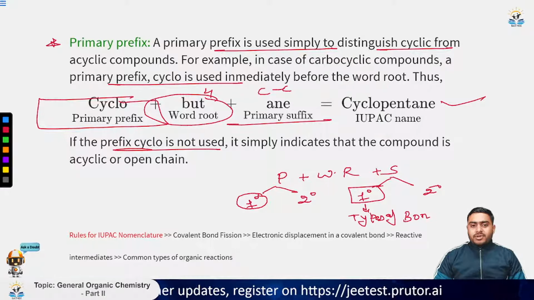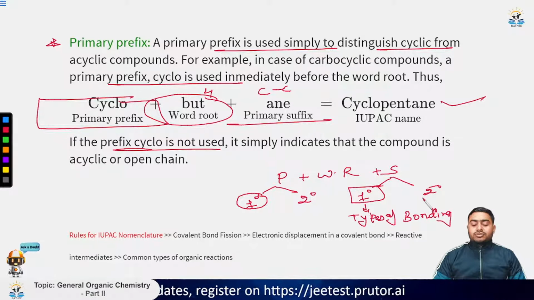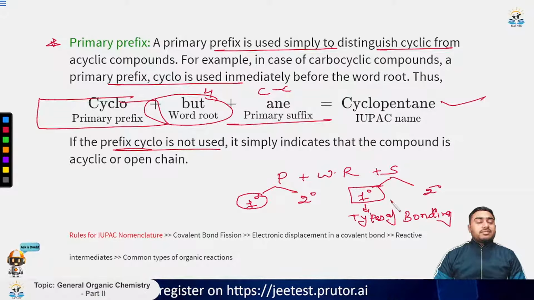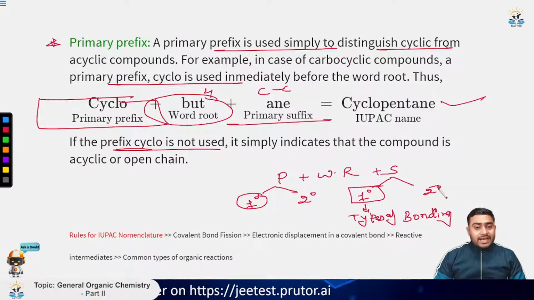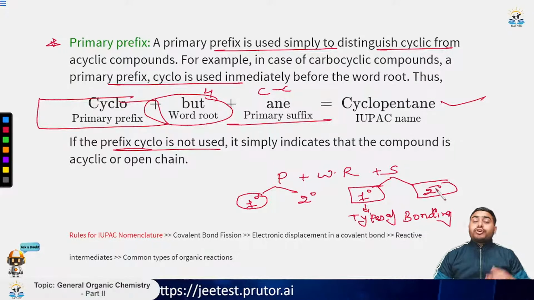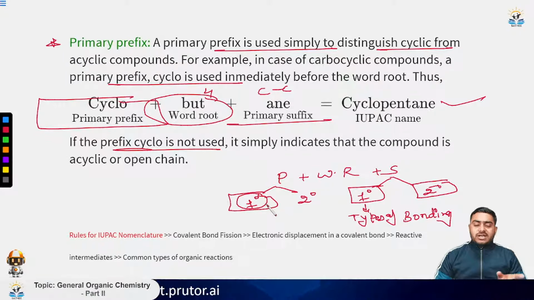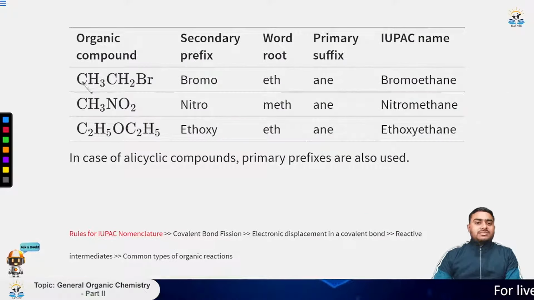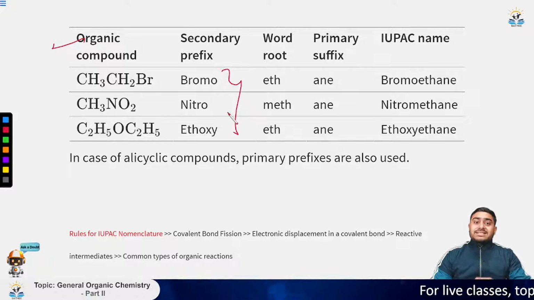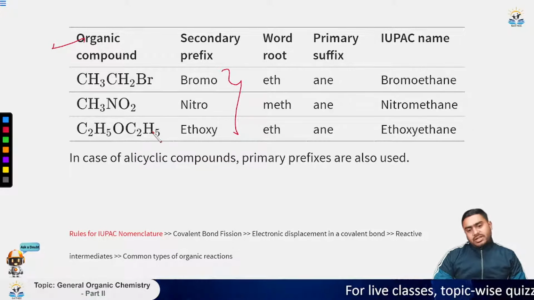secondary suffix basically decides the functional group type, and primary prefix basically decides the open chain or ring form. Okay, next one you can see here the secondary prefix. Secondary prefix will be any substituent, any other substituent like Br, NO2, any ethyl group, any ethoxy group, like this.